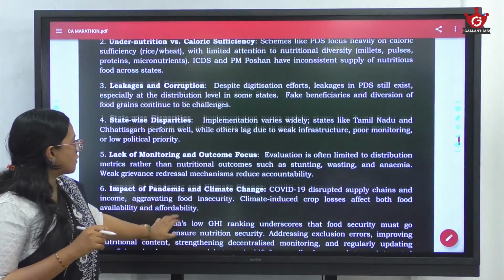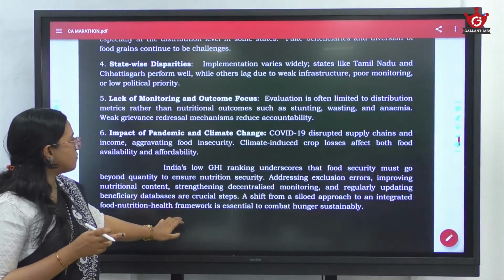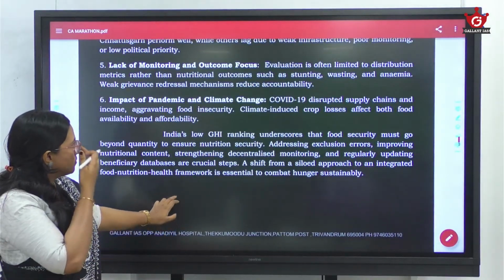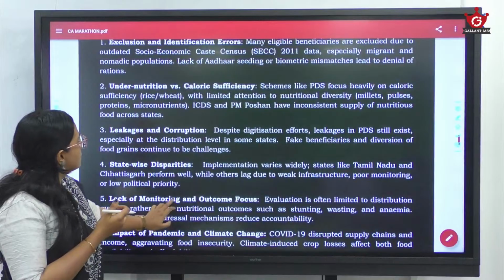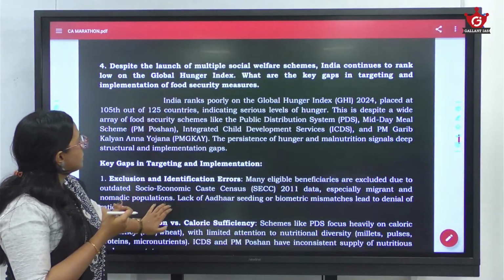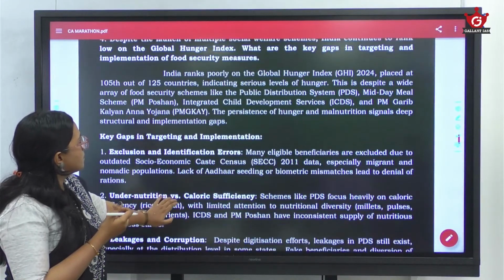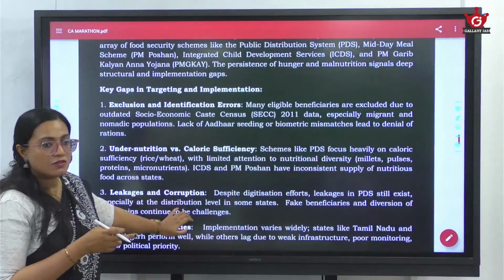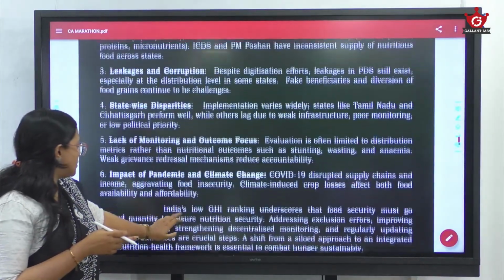State-wise disparities, lack of monitoring and outcome focus, impact of pandemic and climate change. Okay, these are the gaps which are identified in targeting and implementation of the food security measures.